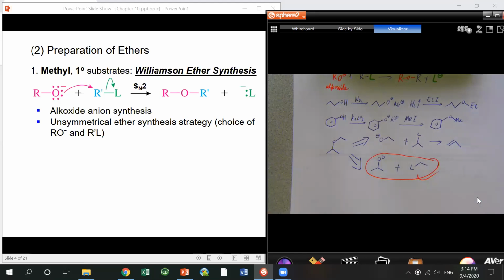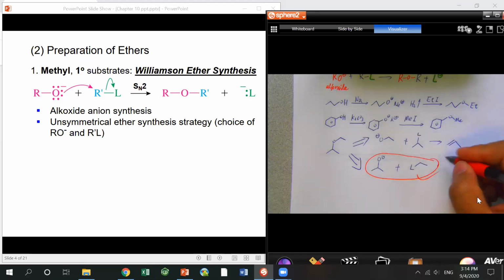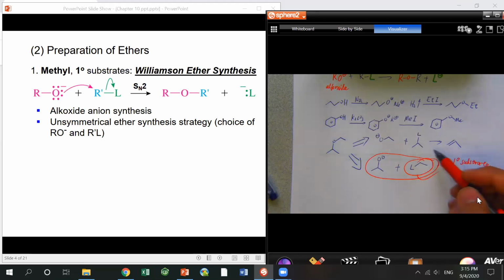So that's an important point. If you want to make an unsymmetrical ether, keep in mind the substrate: always a primary substrate. Right, primary substrate, that's here. If you use a secondary, the E2 elimination will happen. Normally for the base, it doesn't matter. Even with a strong base, strong nucleophile, a primary substrate still gives the SN2 major product. That's why I said this is one of the difficult ones for today's lecture.